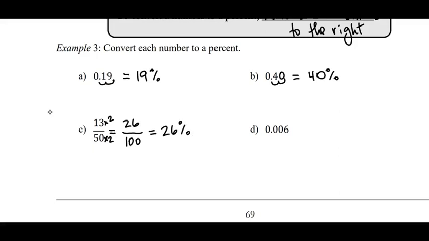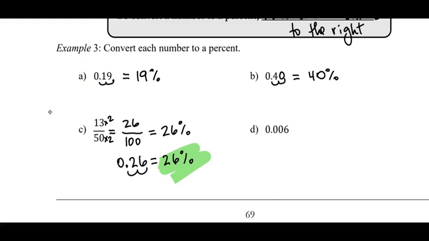You can also convert 26 divided by 100, which is 0.26. And that's where you take your decimal point, walk it twice to the right, 26%. Either way will work. Here's your 26%.